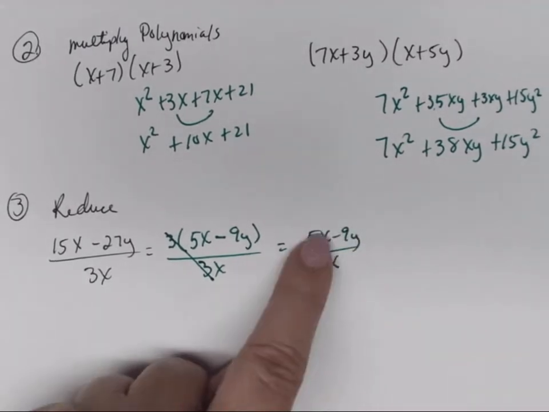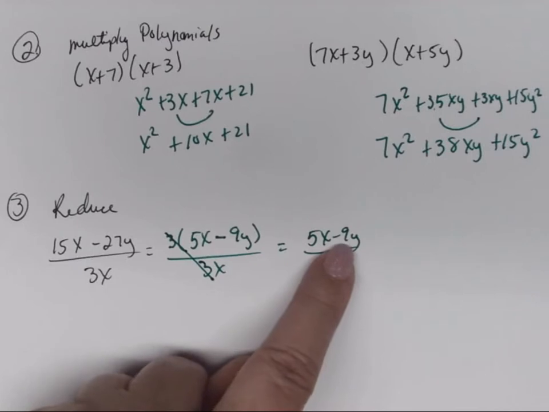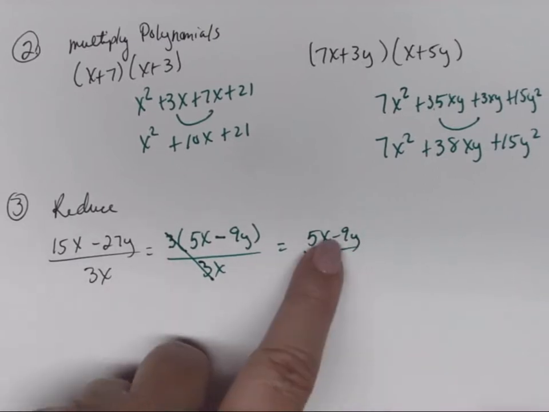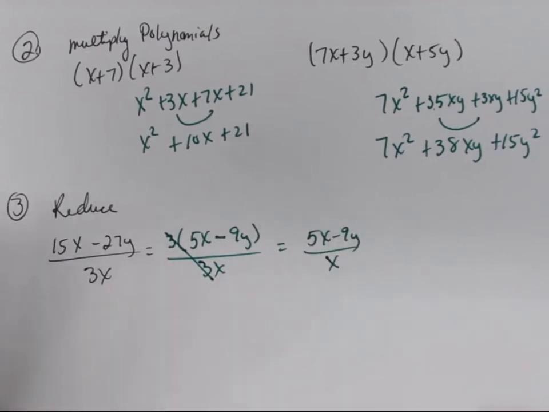You cannot cancel those two x's because the top part is stuck together with that minus sign, so you cannot do anything else. All right, let's look at another one.